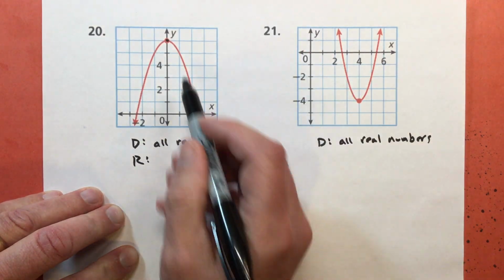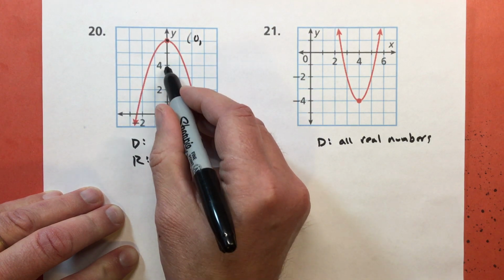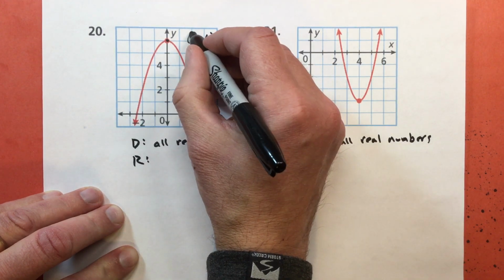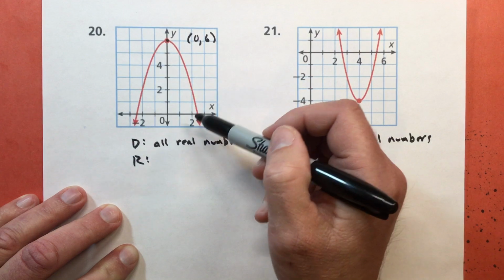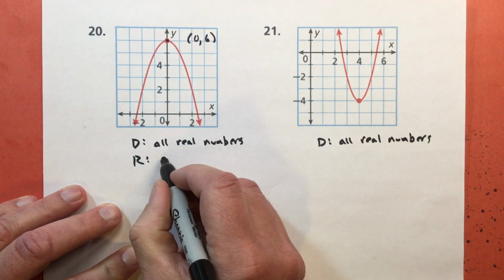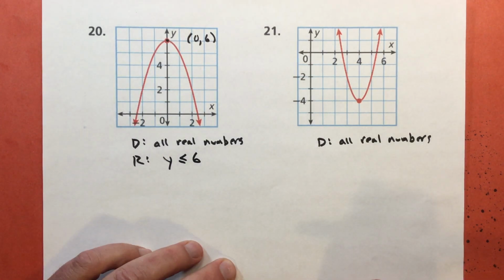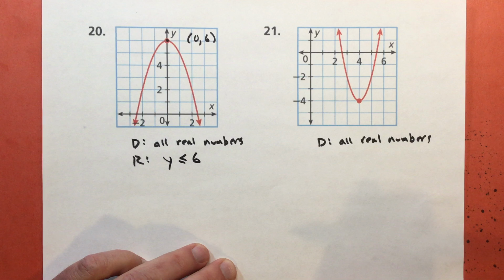Now, let's talk about the vertex. My vertex right here is 6. Since this opens downwards, the graph goes down from the vertex. All of my y's are going to be less than or equal to 6. And that's all there is to that.